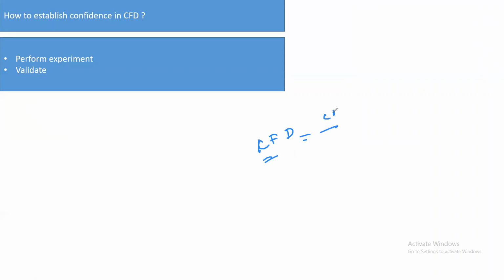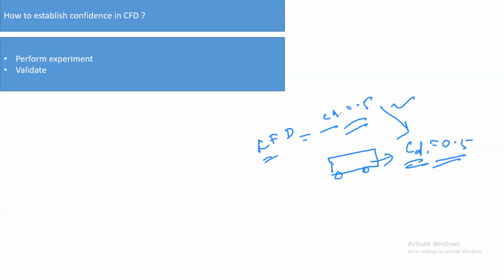Let us consider you predict CD is 0.5. Now for the same model, you create a real goods carrier, do the experiment and calculate CD. Try to validate. If it is exactly matching with 0.5, then you can understand that the CFD model I had created is matching. Now no need to do the experiment.